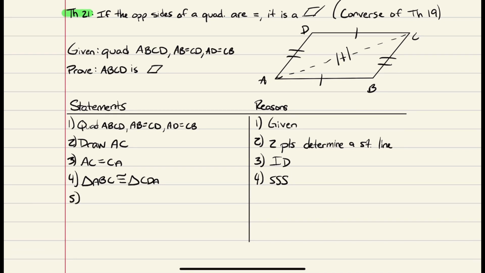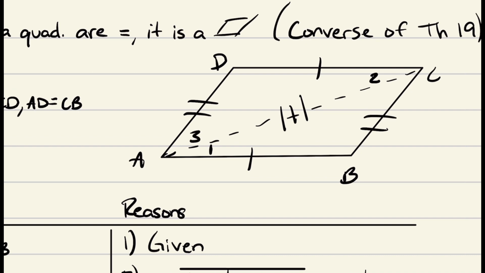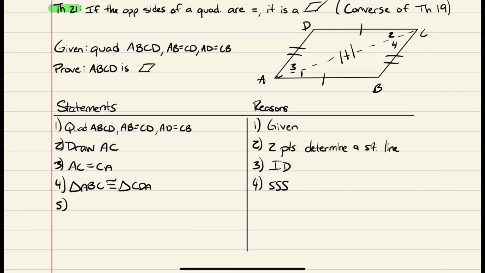Number 5, let's label some angles here. I'm going to label this angle 1, this angle 2. Let me zoom in a little bit. This is going to be angle 3. This is going to be angle 4. All right, so I can say that angle 1 equals angle 2, and that angle 3 equals angle 4.